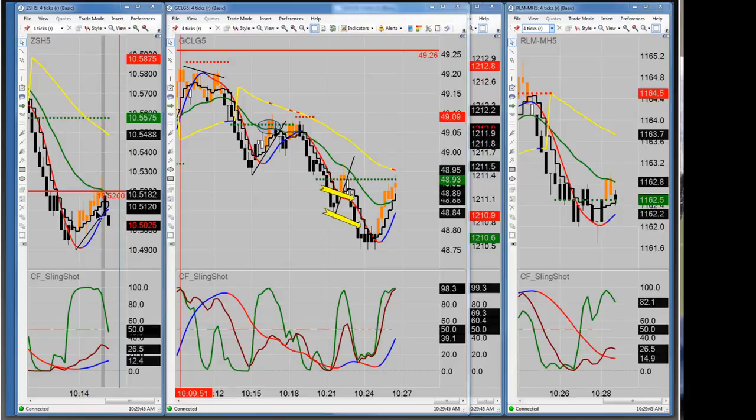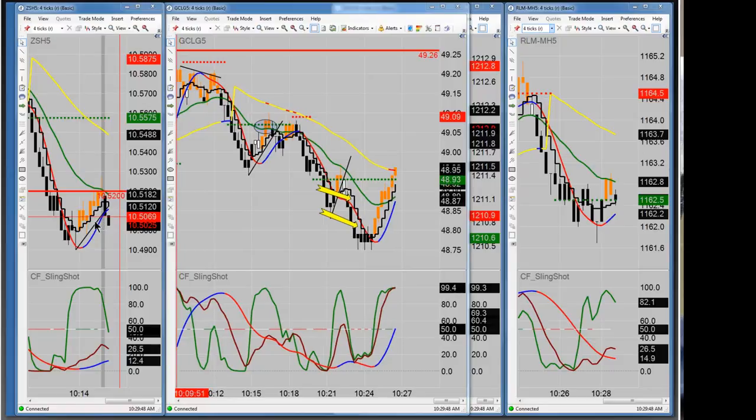And the soybeans may react if the crude really bounces on the number, which is going to come out in 10 seconds. The soybeans may react to that.